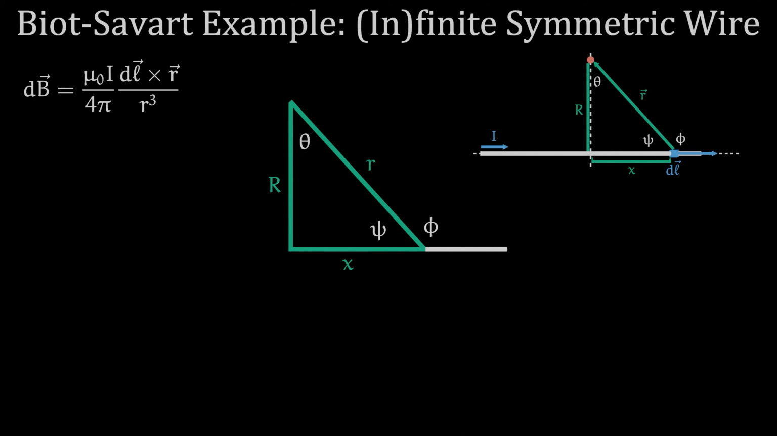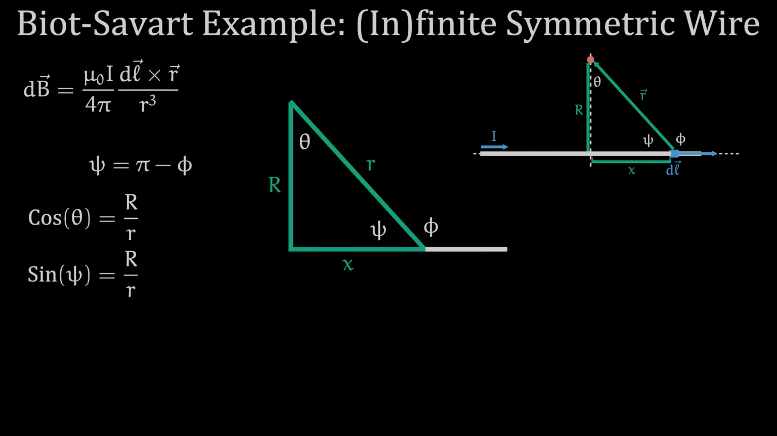There is a relationship between psi and phi in that psi is equal to the angle pi minus phi. We can also see that the cosine of theta equals capital R over r. And the sine of psi is also equal to capital R over r. Substituting psi equals pi minus phi, we can see that this equality holds.